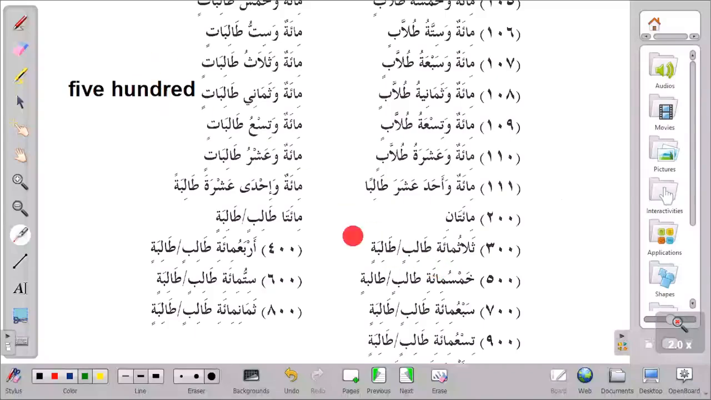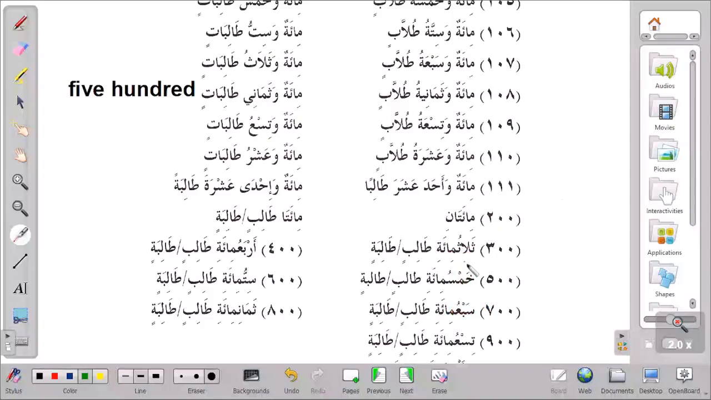So if you can remember, we said if you are counting numbers from 3 to 9, they oppose in gender. Like I say, salasatu aqlamin. You understand? 3 pens. Salasatu aqlamin. Salasatu, because qalamun is masculine, so they oppose in gender. So salasatu aqlamin, opposite gender.